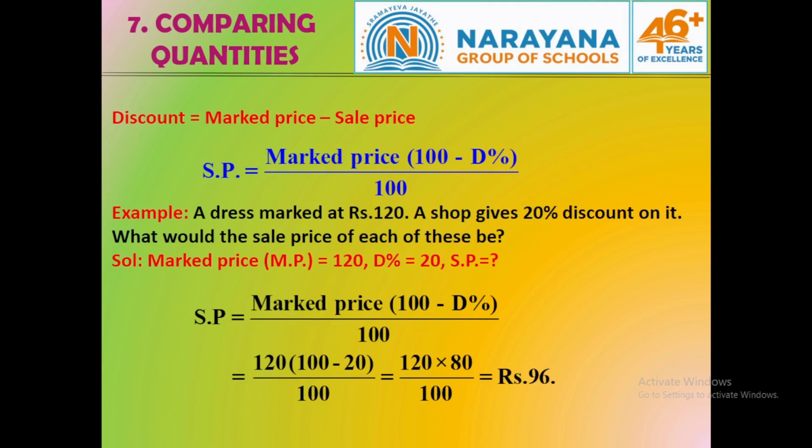See the example. A dress is marked at 120 rupees. A shop gives 20% discount on it. What would be the sale price of the dress? So the market price is 120 rupees and the discount is 20%. Then substituting the given values in the above formula, we get the sales price as 96 rupees.